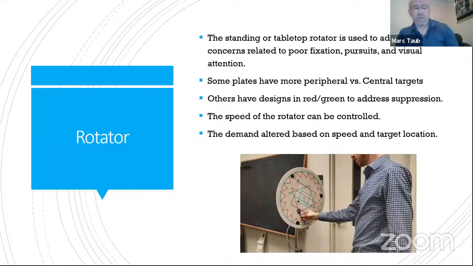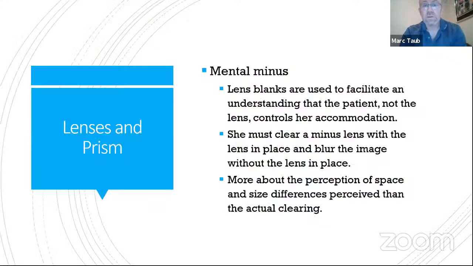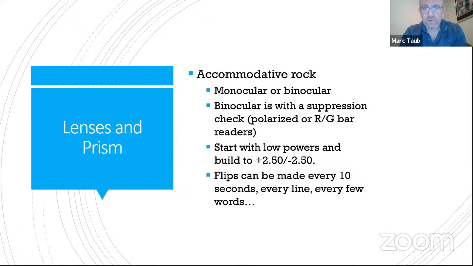So you could really alter the demand by changing the parameters, going more peripheral, speeding up the rotator, even using the alternate hand. The non-dominant hand can be very challenging for the patient as well. So lenses and prism, let's see. No videos for a little while.